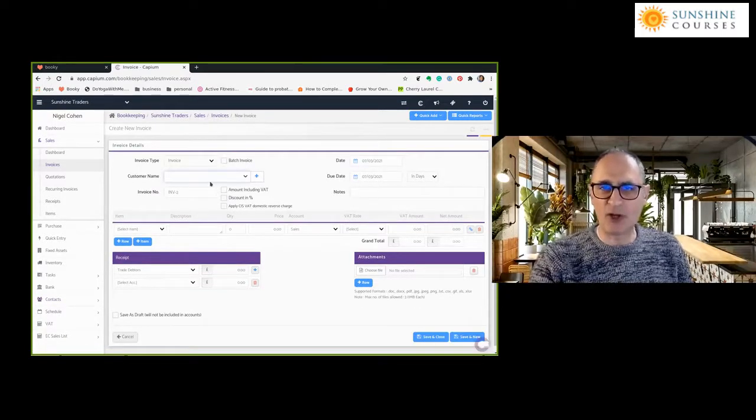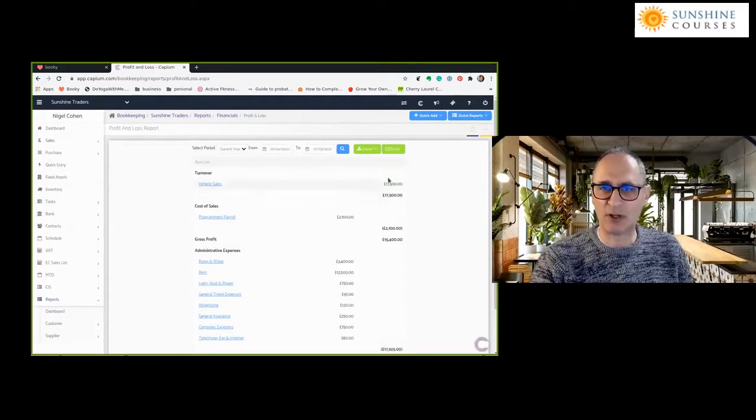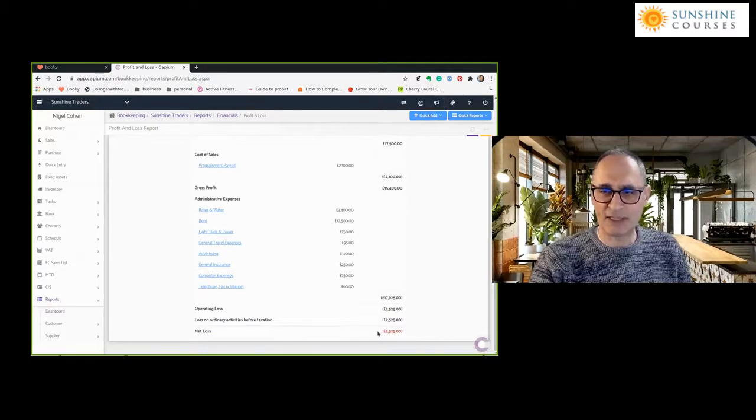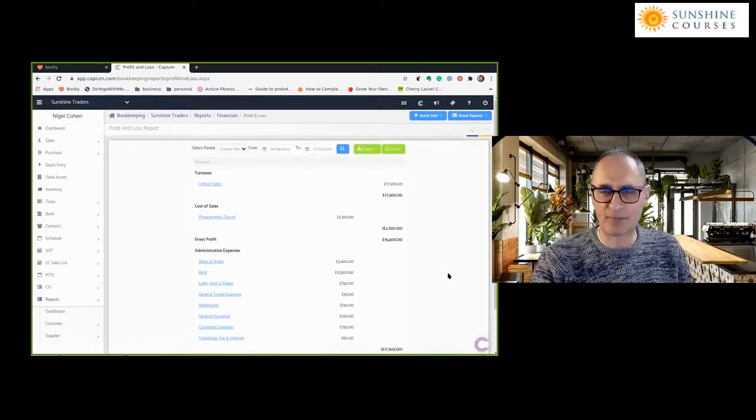So I could go through and enter another invoice, but I just want to show you what the accounts look like now before I enter the second invoice. So remember what we did is we debited debtors and we credited vehicle sales. So let's have a look at the profit and loss account and see what's happened to the vehicle sales. Look, the vehicle sales show £17,500. Nothing else has changed. And on the face of it, it brings our loss down from about £20,000 to about £2,000. Well, we got more sales, so I'm very happy with that.